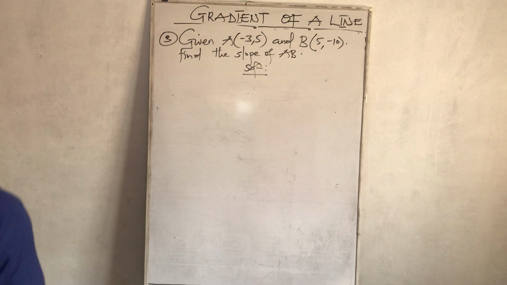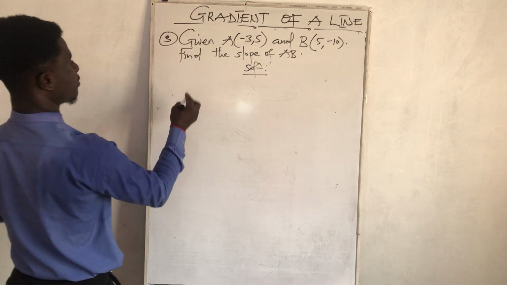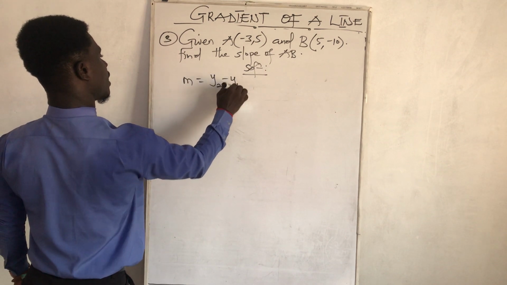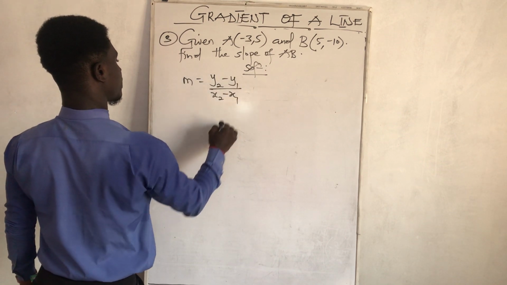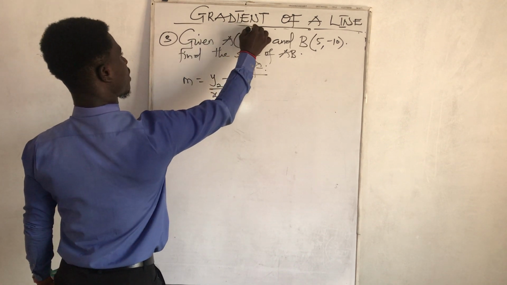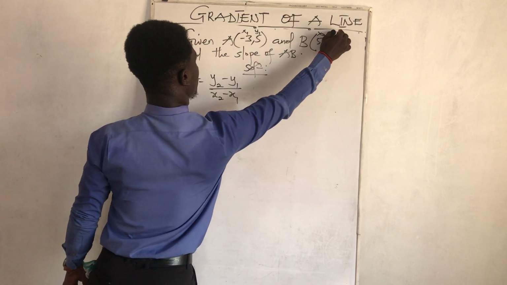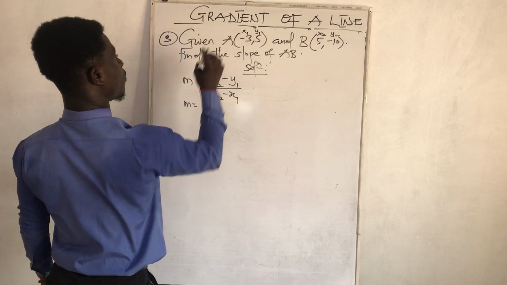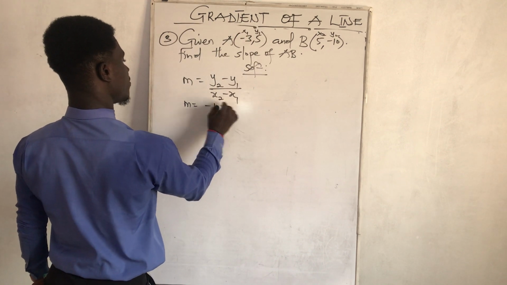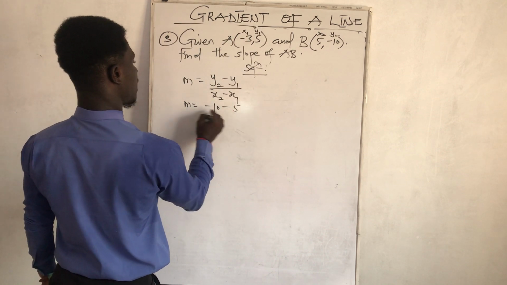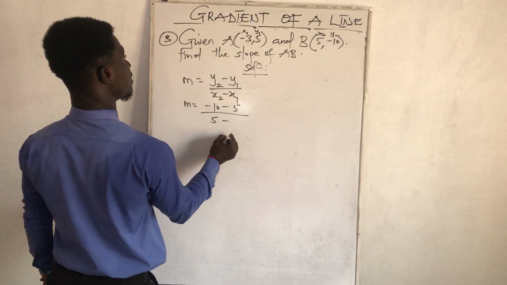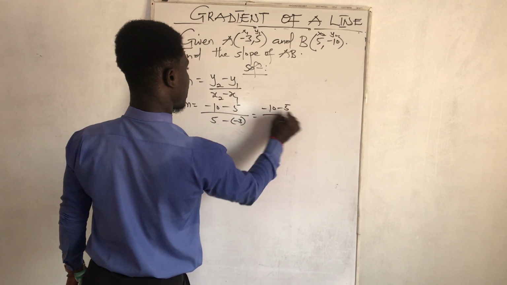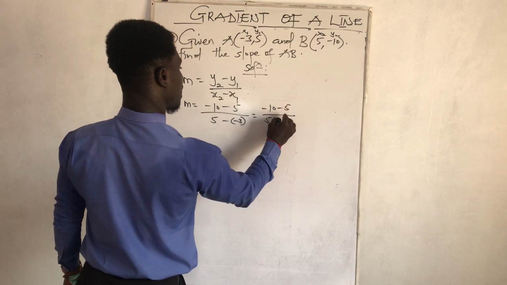So let's proceed. We have the points. So m should be equal to what? y2 minus y1 all over x2 minus x1, right? I have x1, y1, then x2, y2. So m equals y2, which is negative 10, minus y1, which is 5, all over x2, which is 5, minus x1, which is negative 3. So I have negative 10 minus 5 all over 5 plus 3.